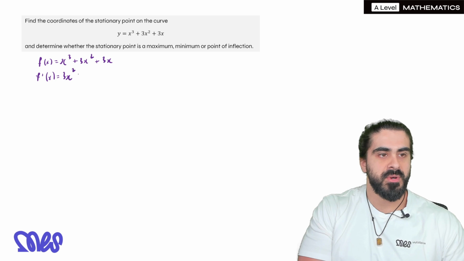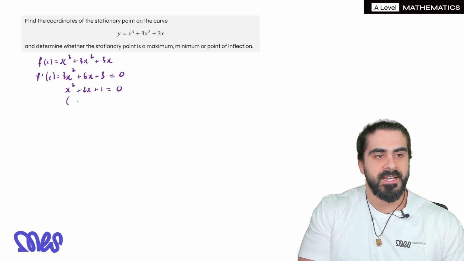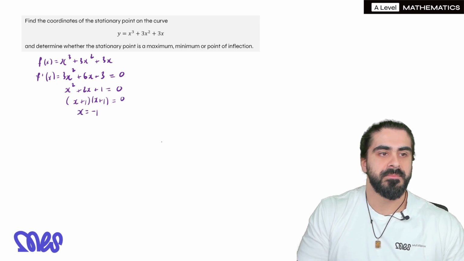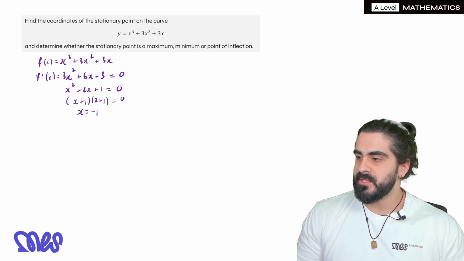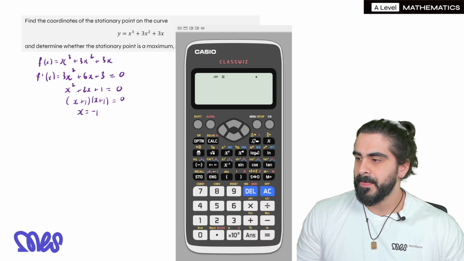So we get 3x squared plus 6x plus 3 equal to 0. Divide through by 3 and factorize, we get (x plus 1) twice. So there's only one stationary point here, at minus 1. Now let's take that and substitute it into our function.